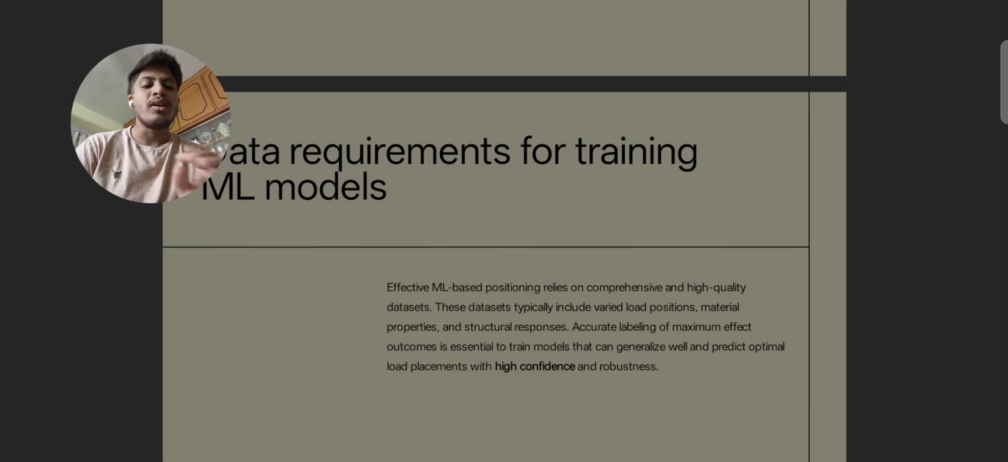Pre-processing requirements. Normalize or scale input features to improve model convergence, and remove unrealistic or physically impossible load positions. Quality considerations. Avoid bias towards particular positions, for example midspan only. Include noise tolerance if field data is used.